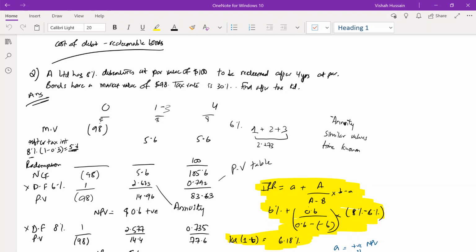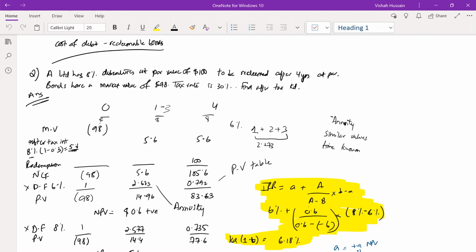Then you will compute the net present value. Because the debentures that are redeemable or convertible use the IRR method to compute their cost of debt, you have to compute another net present value. If you've gotten a positive NPV previously, now you are going to compute a negative NPV, so that you can include it in the IRR formula and compute your KD(1 - T).